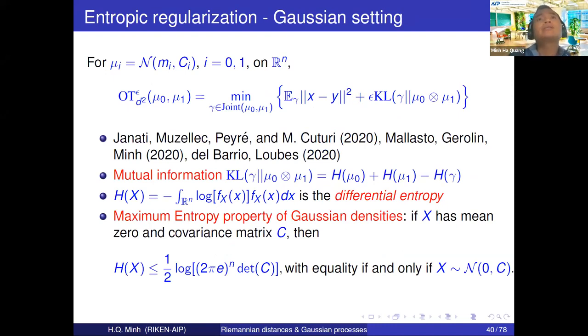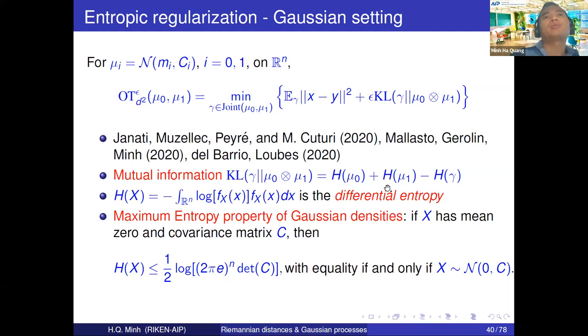Let's see how it works out in the Gaussian setting. The formulas were worked out by various authors less than 2 years ago. Now with the square cost function and Gaussian measures on R^n, let's look at the KL divergence of gamma and the product of mu zero and mu one. This is the mutual information, given by h(mu zero) plus h(mu one) minus h(gamma), where h is the differential entropy.